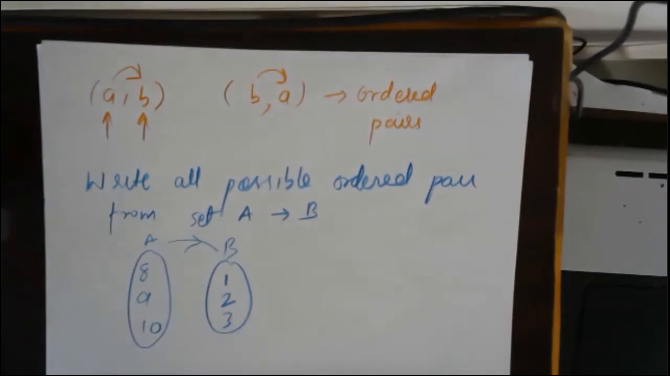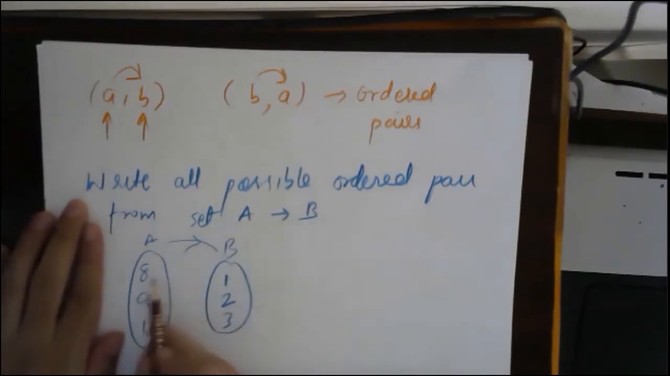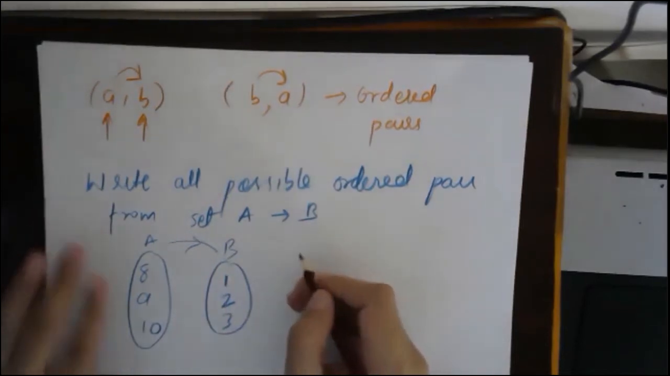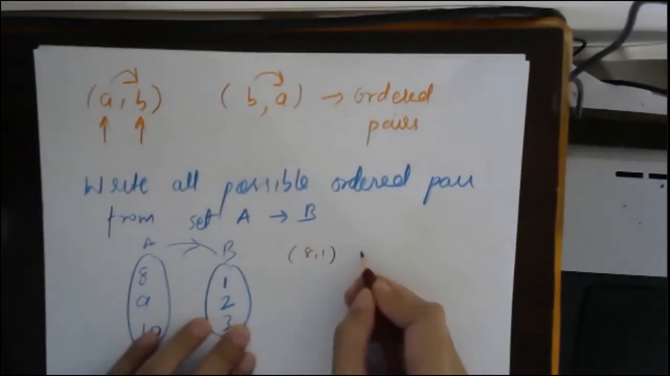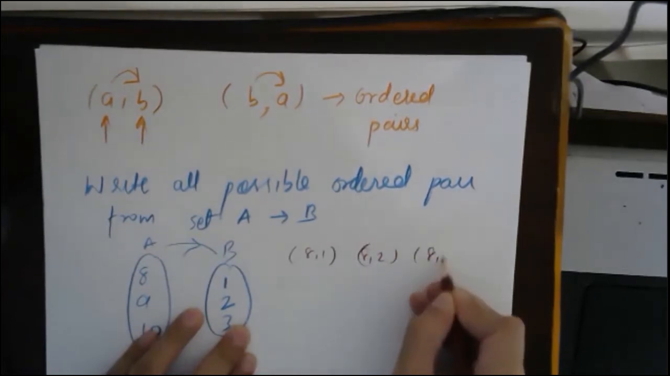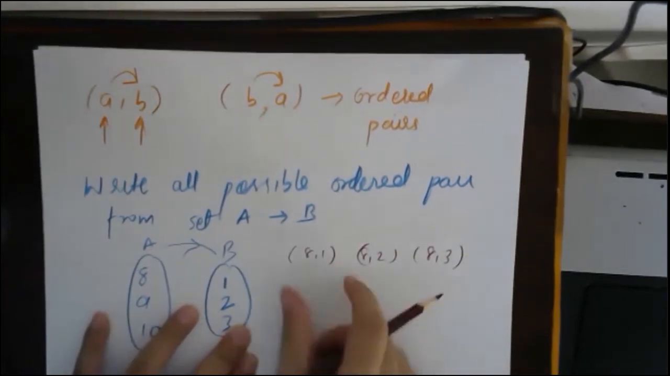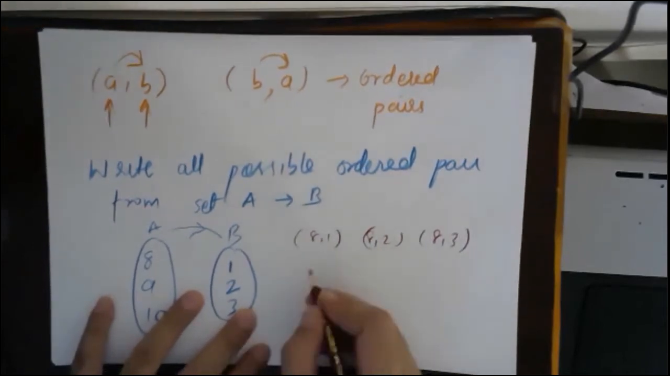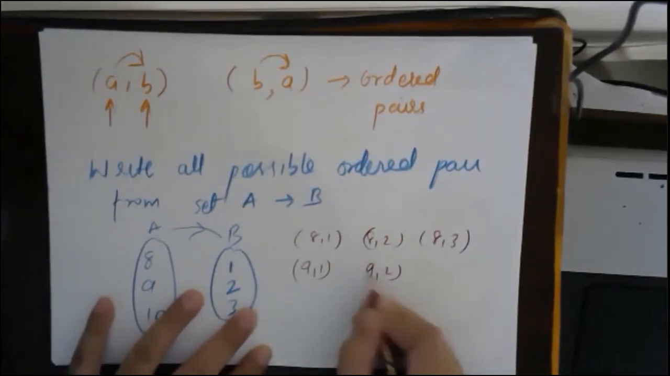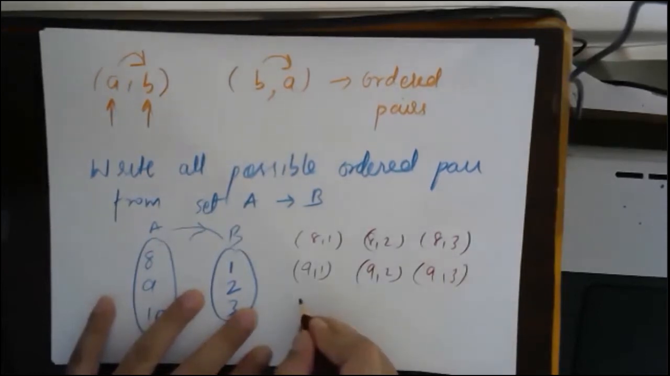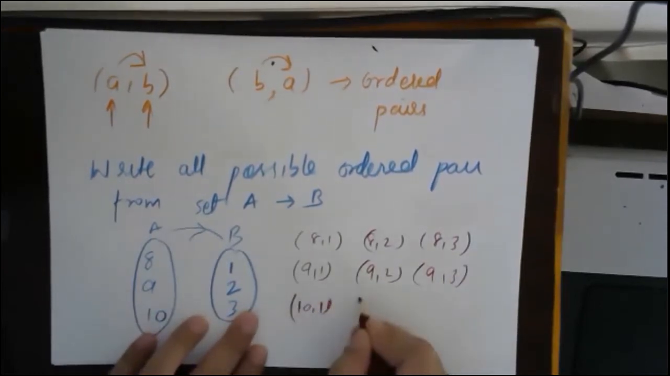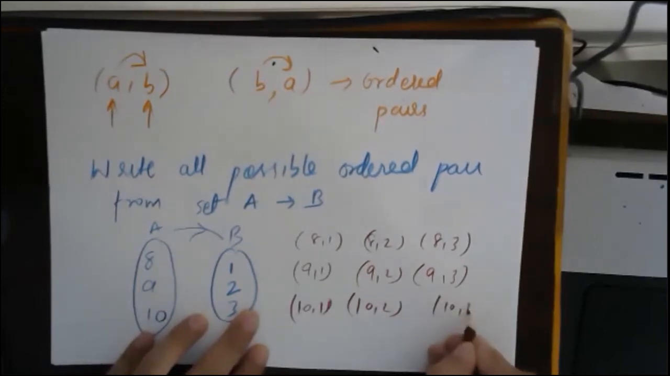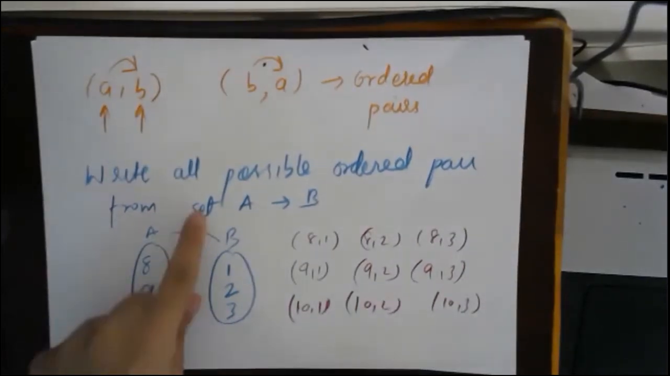Yes, some of you are writing the correct answer. Suppose sir has asked me to write all the ordered pairs. I will start linking the elements of A to the elements of B. The first will be 8, 1, second will be 8, 2, third will be 8, 3. The method of writing is very important. Now 9, 1, 9, 2, 9, 3. 10, 1, 10, 2, and 10, 3. Fine, so this will be the answer.